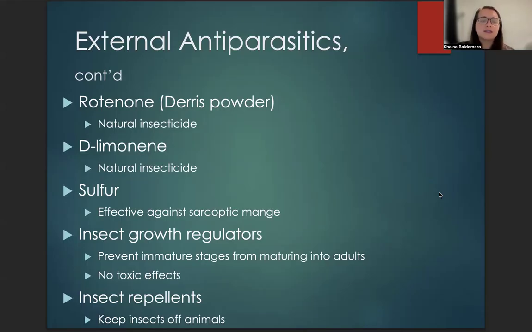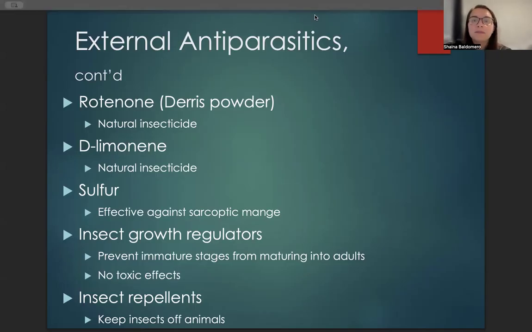We can also give insect growth regulators. These prevent immature stages of insects from maturing into their adult stages. It's not toxic, but it will affect the population of those parasites, stopping the overpopulation of them. It can be an environmental treatment as well. There are also repellents, which go back into that category with the fly sprays for horses. It's going to keep insects off of animals and repel them so they don't even make contact with that animal.